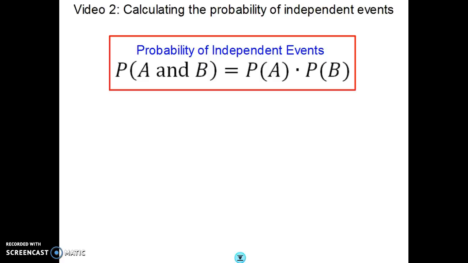In the last video, we didn't actually end up calculating any final answers for those probability questions. So that's what we'll do in this video. We're going to calculate the probabilities of some independent events. The formula for that is just the probability of event A happening and event B happening is equal to the probability of event A times the probability of event B.